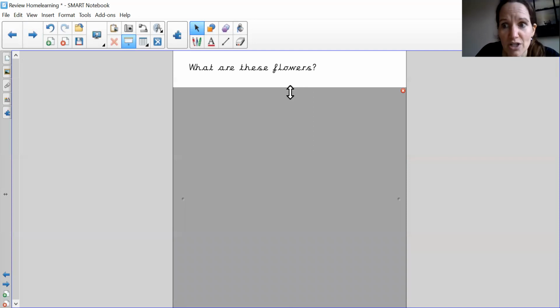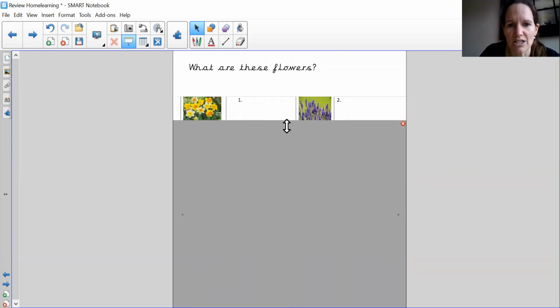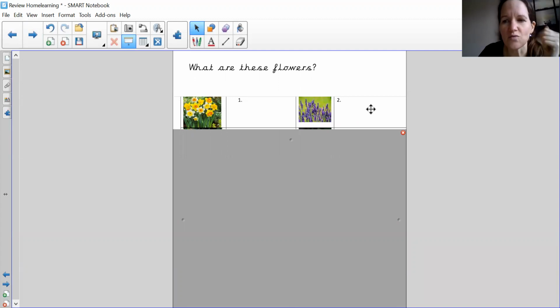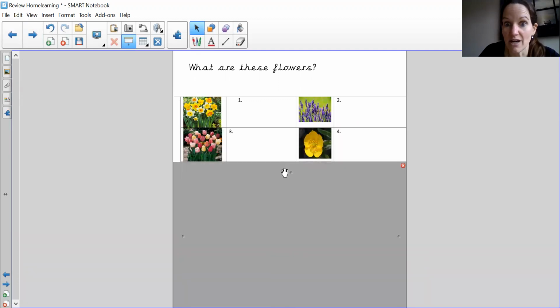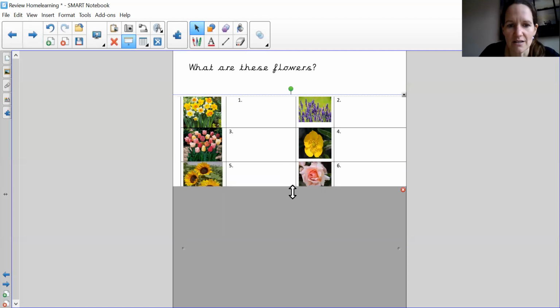Now, I'm going to show you some flowers. Can we remember what they're called? So let's look here. Who remembers what these are called? Daffodils, and this is the one that has a really nice smell. Lavender. So we have daffodils and lavender. What about here? What are these called? Tulips. And remember that one, the yellow one with the 5 rounded petals? A buttercup.